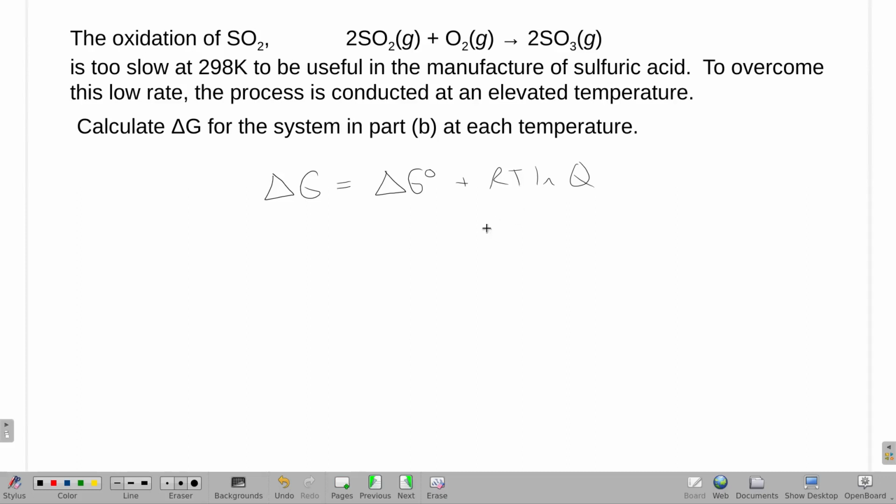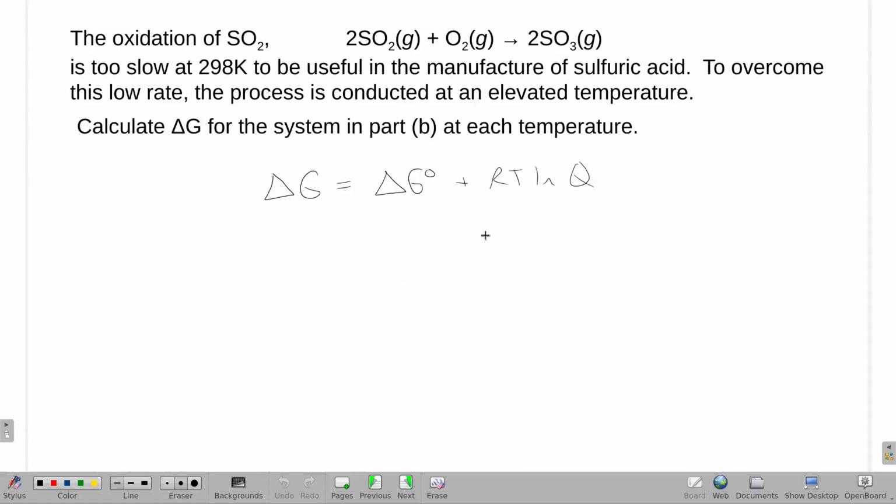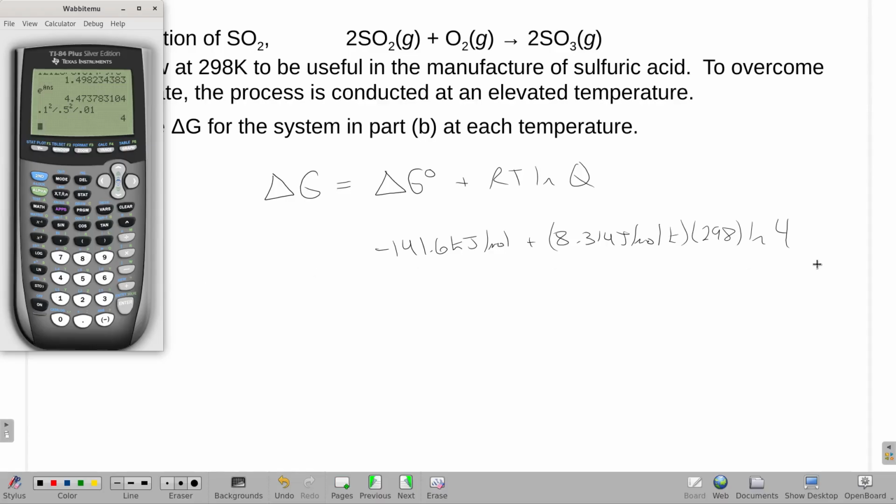Alright, so I got to back up a couple pages. Let's do the first one at 298. So our delta G naught when we had 298 was negative 141.6. Our R is still the 8.314 joules per mole Kelvin, and our temperature is 298, and remember our Q from the previous slide was just 4. Now, the biggest reason I want to do this rather than tell you just to plug it in and do it yourself is that you're probably going to miss this wonderful thing.